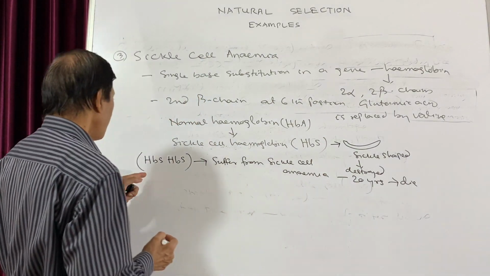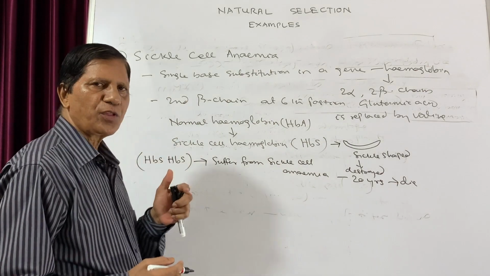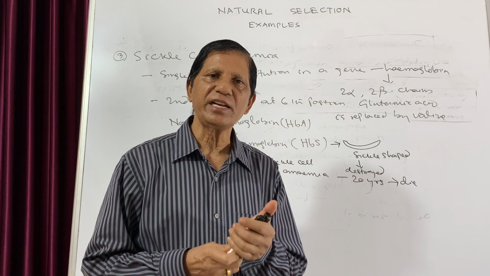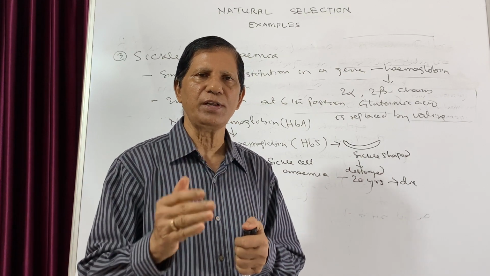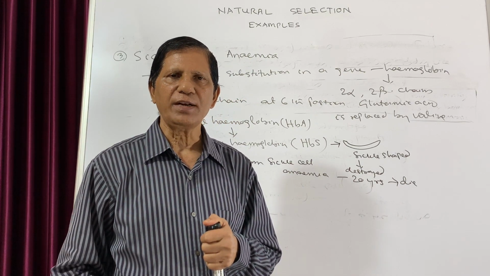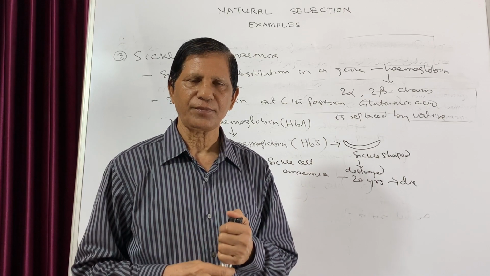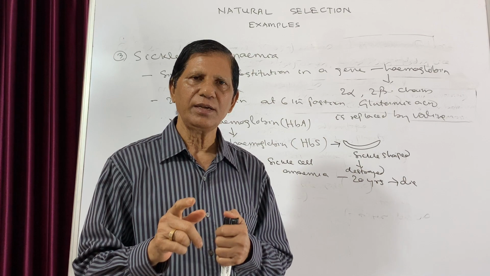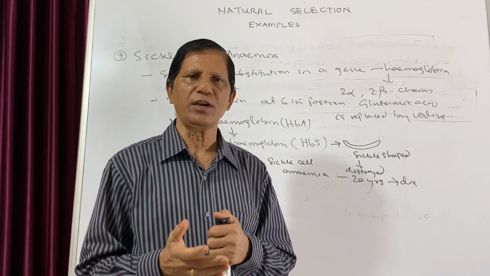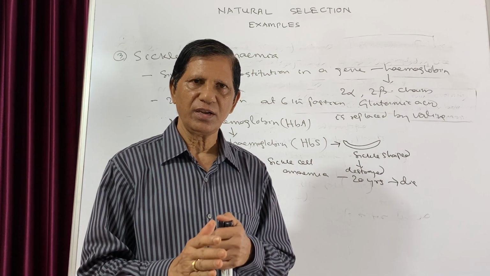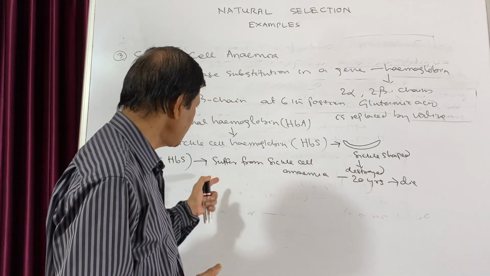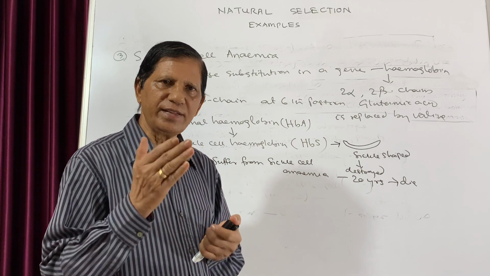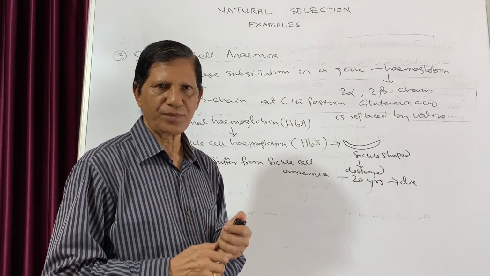Now the question is, if it is so dangerous, why is it still present in the human population? What is the answer to this question? The answer is, if you look into the geographical distribution of human beings, where this condition is present, where it is in heterozygous condition, then we can get the answer.